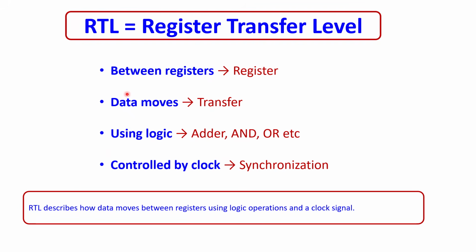The RTL is between registers. We are moving the data using some logical operation that is controlled by the clock. The RTL describes how the data moves between registers using logic operations and a clock signal.